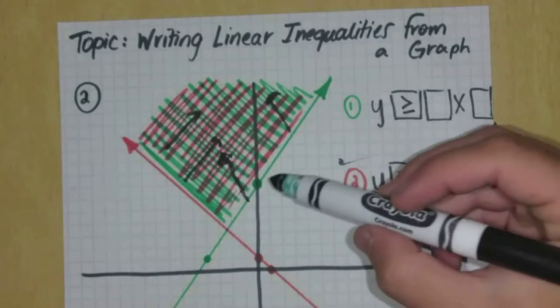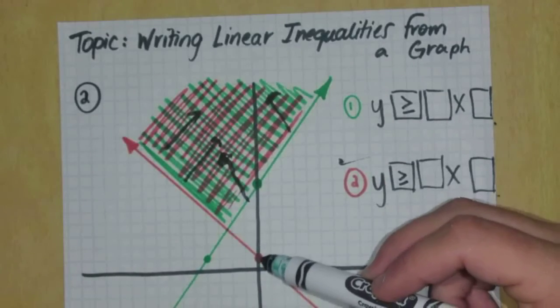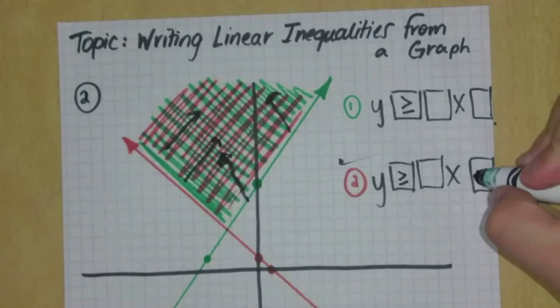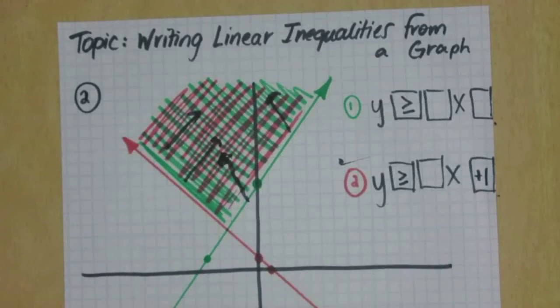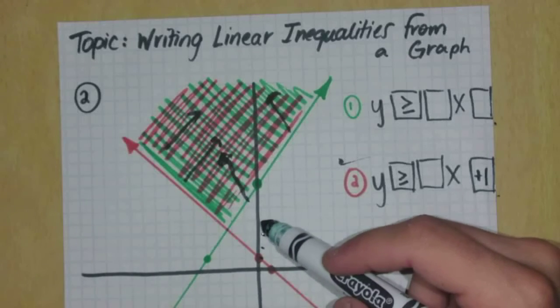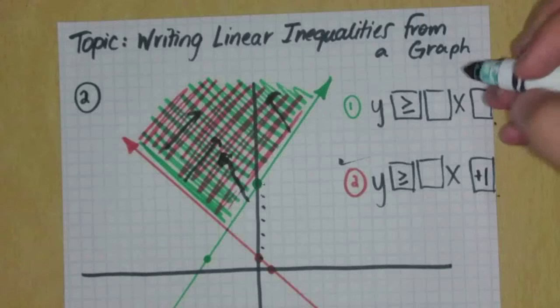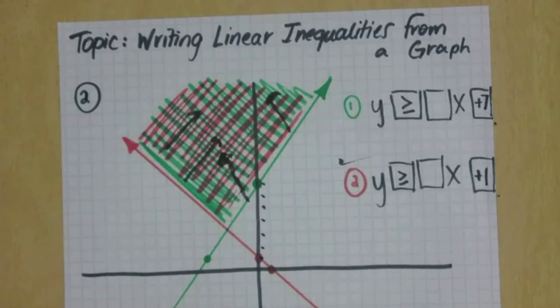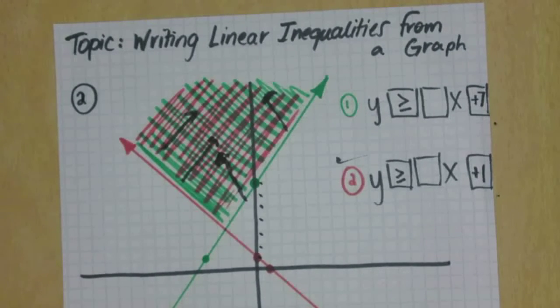The green line, the y-intercept a little bit bigger than the red line, so let's actually just do the red first. The red line would be +1. Green line also a positive y-intercept, but a little bit higher. So 1, 2, 3, 4, 5, 6, 7. So +7 for my green y-intercept. And now finding the slope.